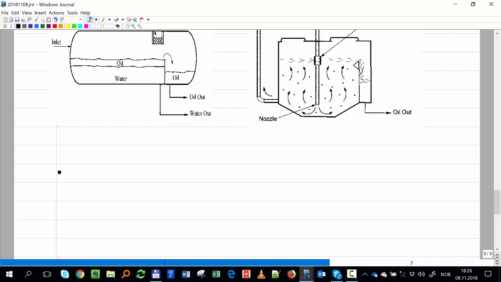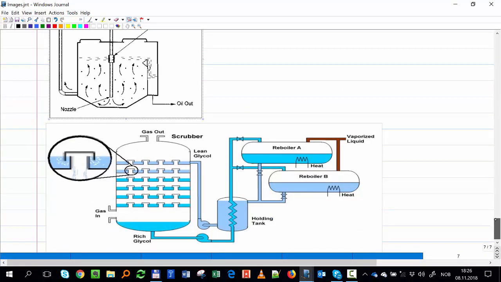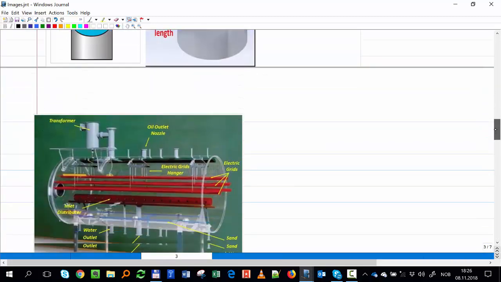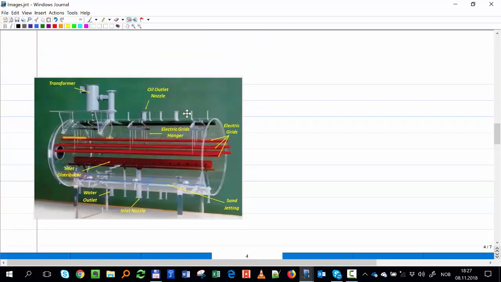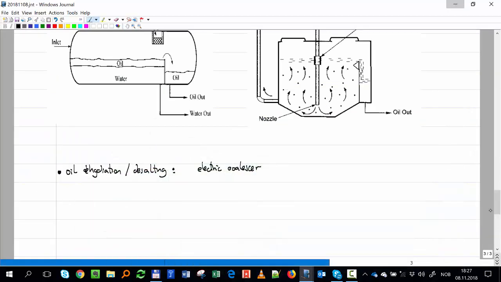Dehydration. Okay, oil dehydration, that's what we call it, right? Oil dehydration. Desalting is sometimes made with an electric coalescer, which is an equipment that uses a lot of energy. And I think I have a figure here someplace. Okay, that's a model which is very nice. I'm not sure who made it, but I'm going to copy.